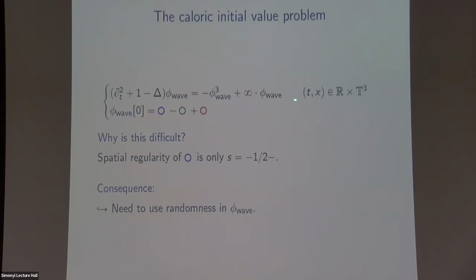So this is the equation that we've been studying for all of this talk. And now, with what we just discussed, we now take this caloric initial data. Right. So again, why is this difficult? Well, it's difficult because it all happens at a very low regularity. And we somehow have to make up for this. And we can only make up for this by using the random structure of our evolution equation.